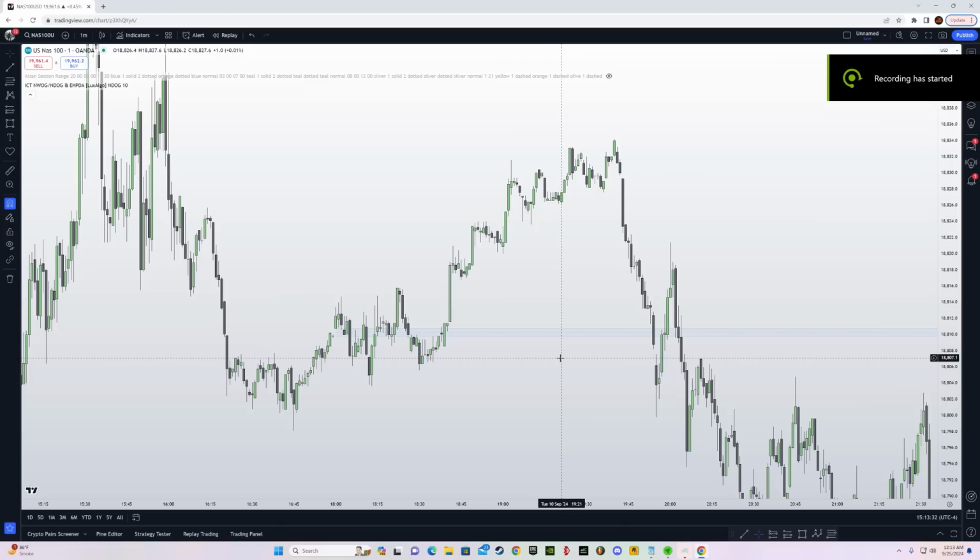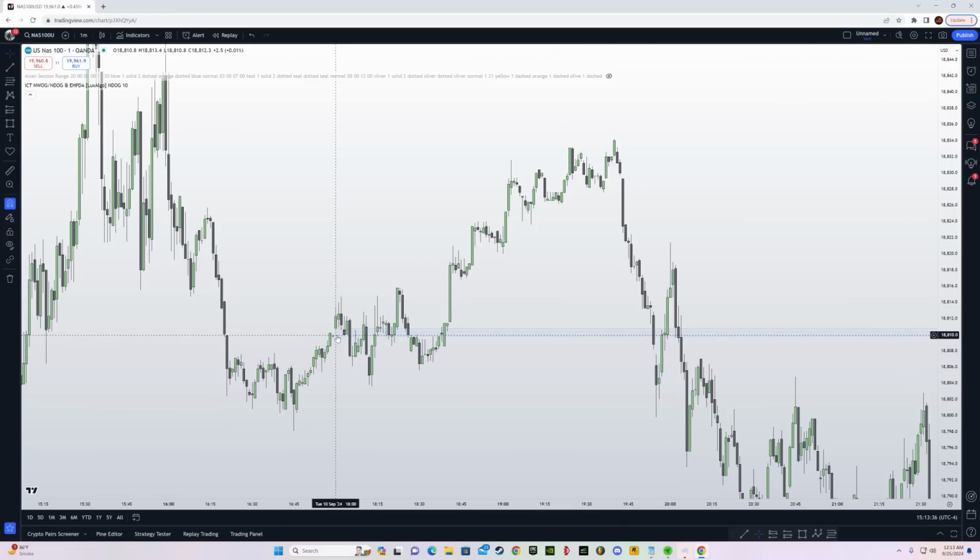All right, guys, here is example 2, and you can see we have the new day's opening gap from 1659 to 18. That's when the gap forms.